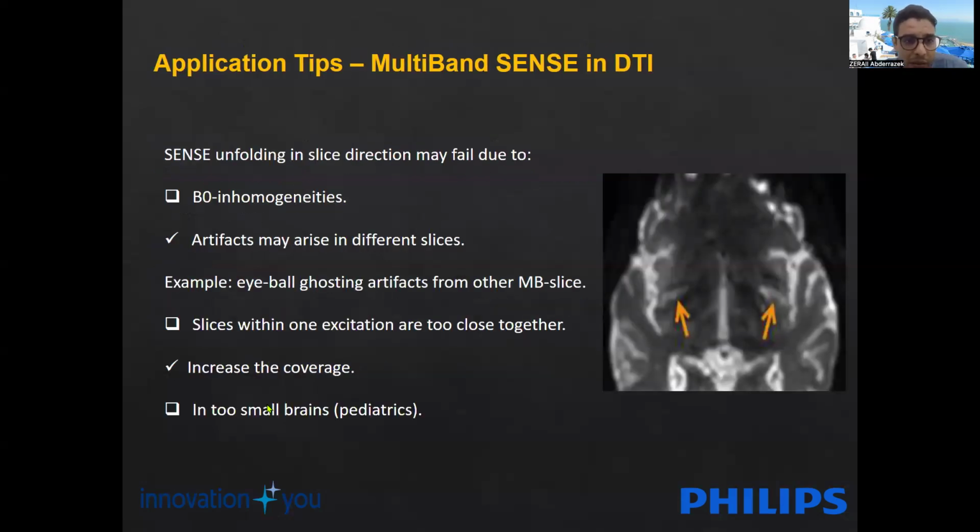Also, using sense encoding in the slice direction may cause some artifacts in your imaging, like B0 inhomogeneity. Here you see an artifact like eyeball ghosting, which comes from getting a different slice from another multiband slice, when slices within one excitation are too close together. This happens by increasing the coverage. Also, there are tips for small brains like in pediatric patients.